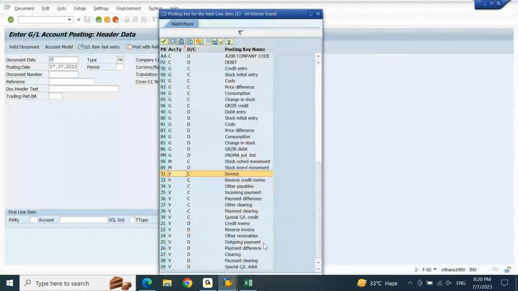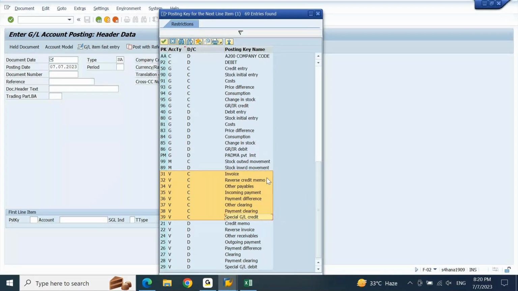If I open the SAP, look at only the highlighted ones, whatever I'm highlighting with this. Everything is VC, which means everything is vendor credit. But if you look at the posting key description, every credit has a separate description. 31, if you're posting a credit in the vendor account for any invoice, for any purchase, you are going to use posting key 31.